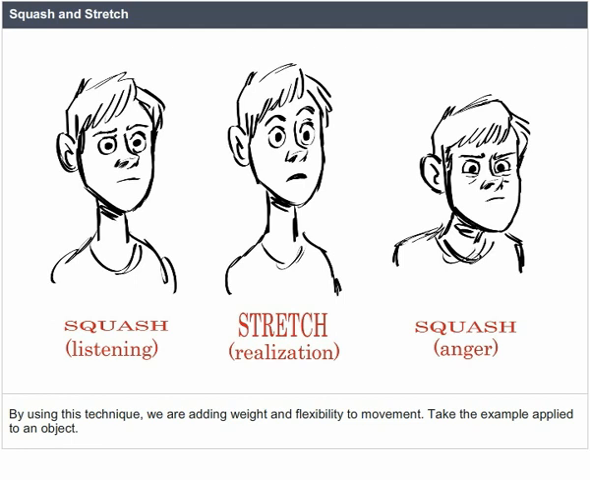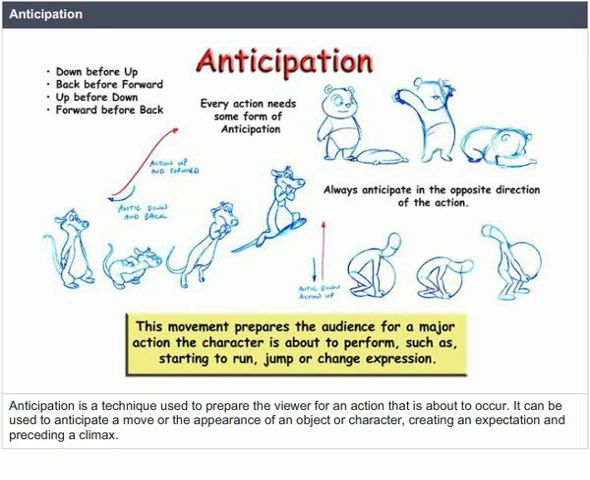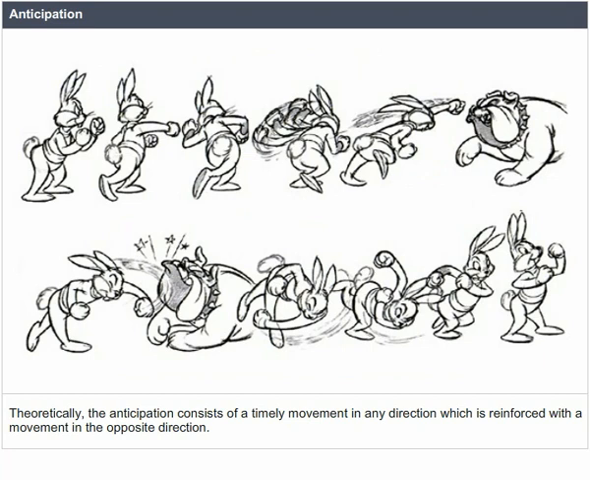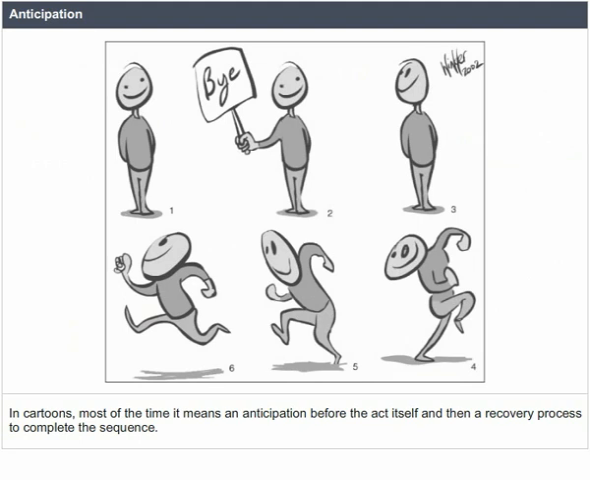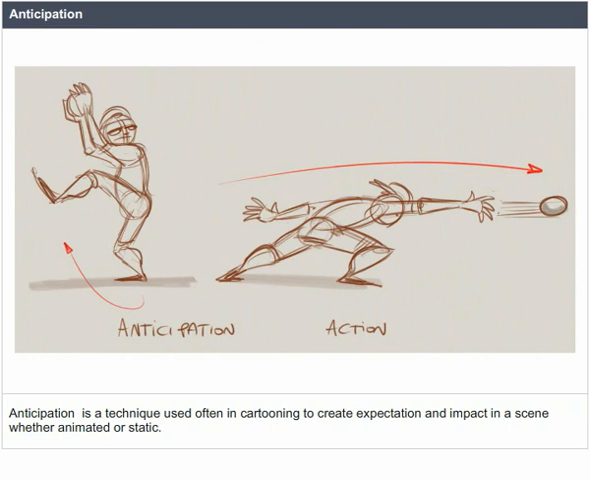Anticipation. Anticipation is a technique used to prepare the viewer for an action that is about to occur. It can be used to anticipate a move or the appearance of an object or character, creating an expectation and preceding a climax. Theoretically, the anticipation consists of a timely movement in any direction which is reinforced with a movement in the opposite direction. In cartoons, most of the time it means an anticipation before the act itself and then a recovery process to complete the sequence. Anticipation is a technique used often in cartooning to create expectation and impact in a scene, whether animated or static.